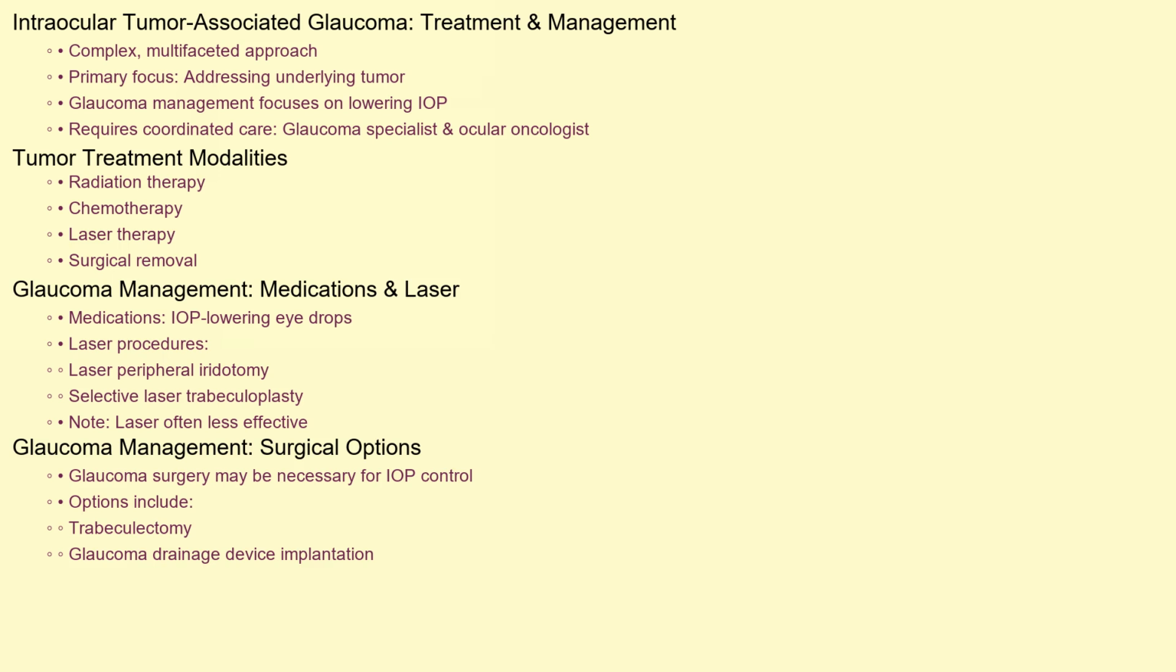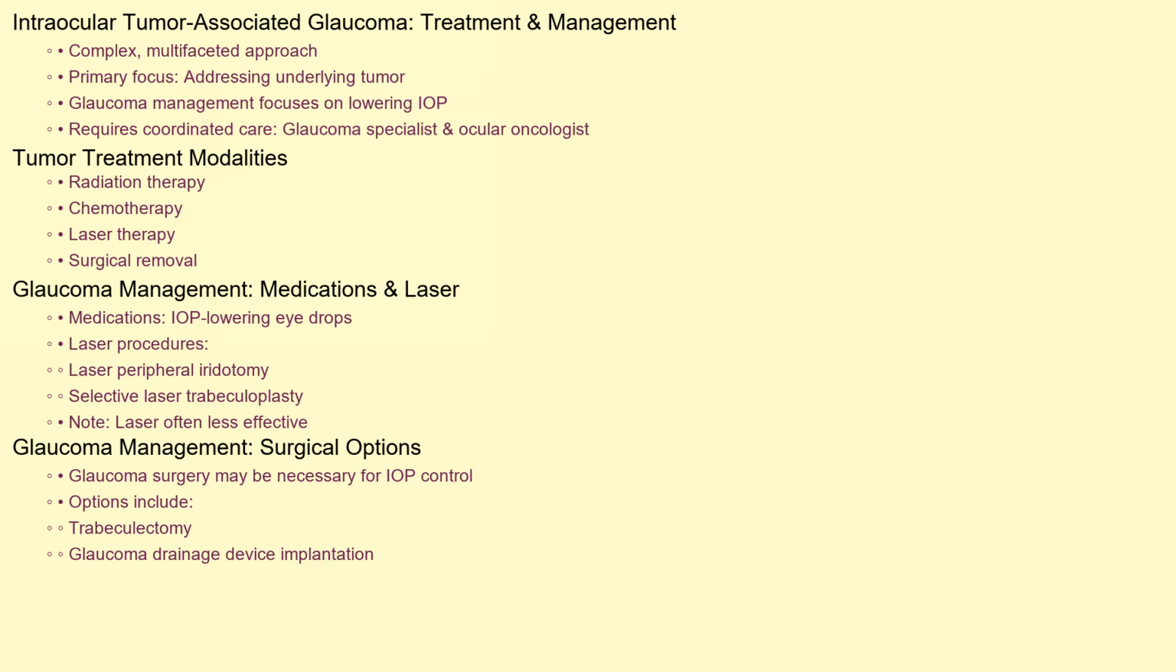The treatment and management of intraocular tumor-associated glaucoma are complex and multifaceted. The primary focus is on addressing the underlying tumor. Treatment modalities for the tumor may include radiation therapy, chemotherapy, laser therapy, or surgical removal. Regarding glaucoma management, medications to lower intraocular pressure, such as eye drops, are often used. In some cases, laser procedures like laser peripheral iridotomy or selective laser trabeculoplasty may be considered. However, these procedures are often less effective in tumor-associated glaucoma.